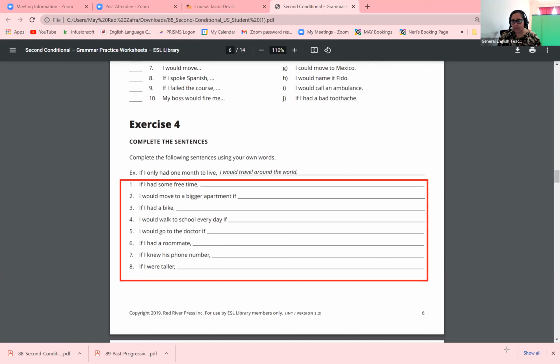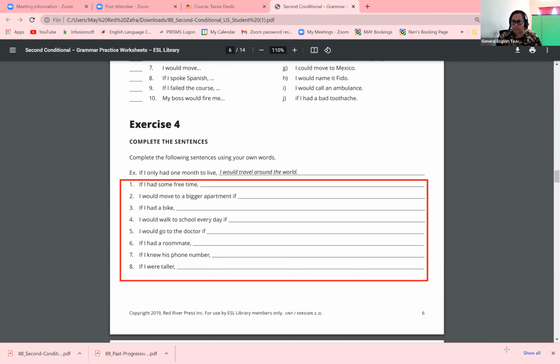I would walk to school every day if I live nearby, in nearby school. What does that mean, Mayuko? Oh, I would walk to school every day if I live nearby the school. Yeah. Not in. If I live nearby the school.